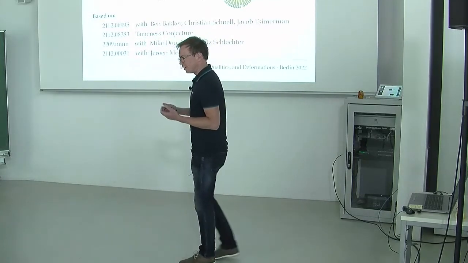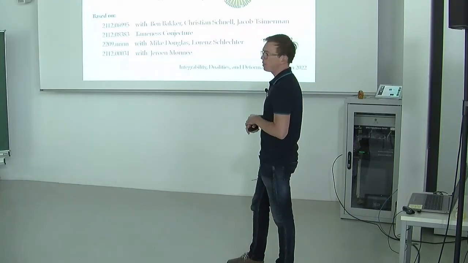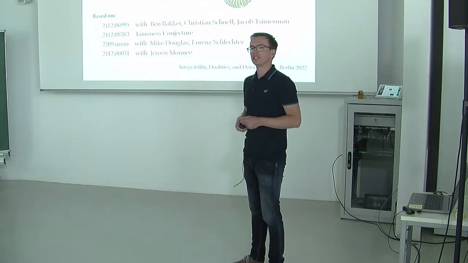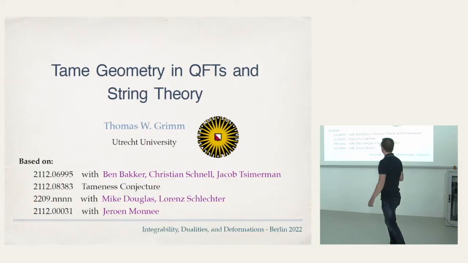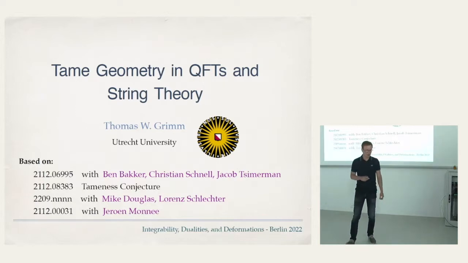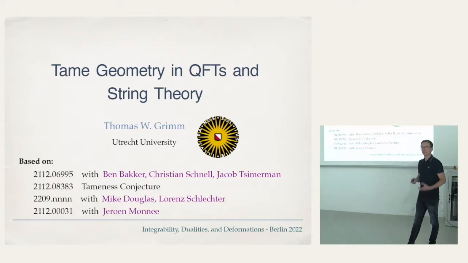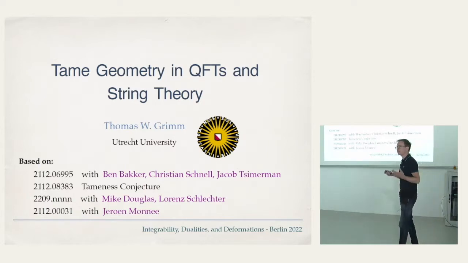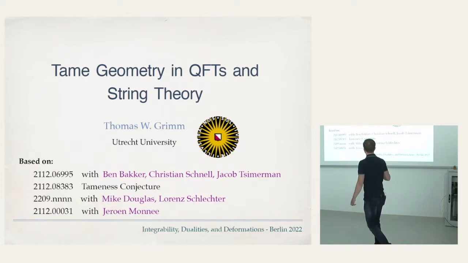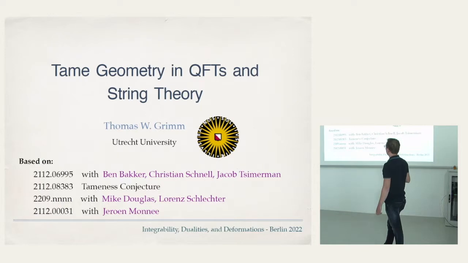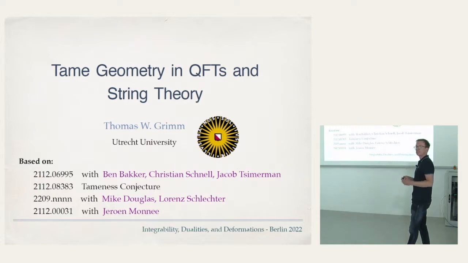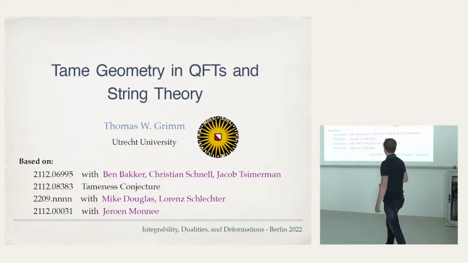Working on this, it led me to suspect that tameness is actually something which is omnipresent in physics. And this led to this conjecture here. More recently, in an upcoming work, we actually show quite remarkably, I think, that indeed tame geometry is very useful in quantum field theory, in theories without supersymmetry, in very general settings. And finally, I will comment on some work done in collaboration with my PhD student, Jeroen Monet, who is also here in the audience. This is connecting this story to integrability via Hodge theory.